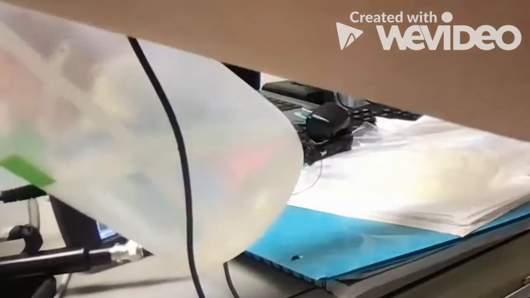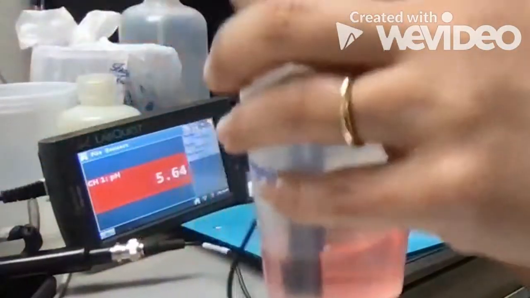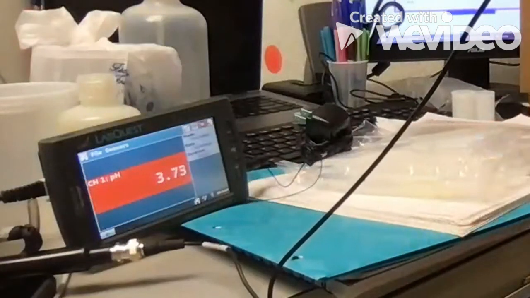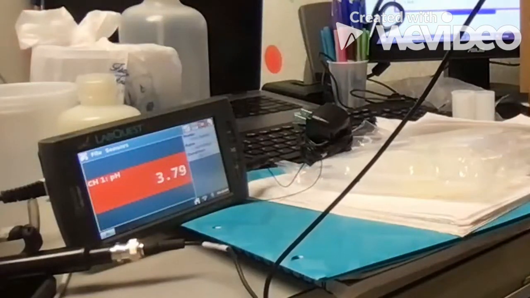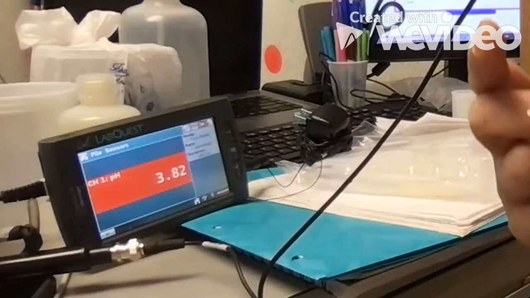Okay, next solution is the vinegar. So let's put the pH meter there. So vinegar, point 83.